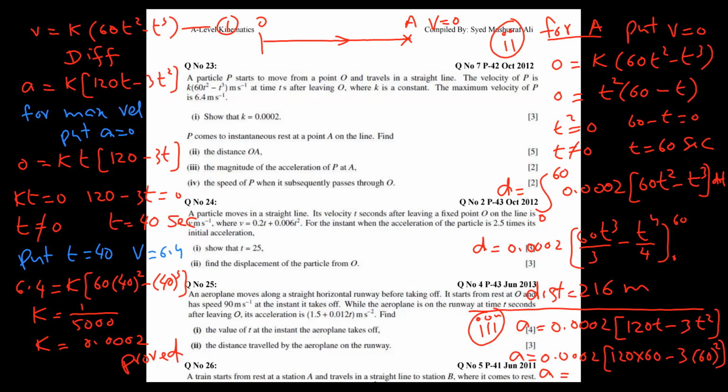So I'm going to calculate: 120 into 60 and negative 3 times 60 to the power 2. So Alhamdulillah Rabbil Alameen, I got negative 0.72 meters per second squared. He did not ask us for deceleration; he wrote magnitude. When you say the word magnitude, you are bound to eliminate the minus sign. So the acceleration turned out to be 0.72 meters per second squared. Alhamdulillah Rabbil Alamin, this point is also clear.